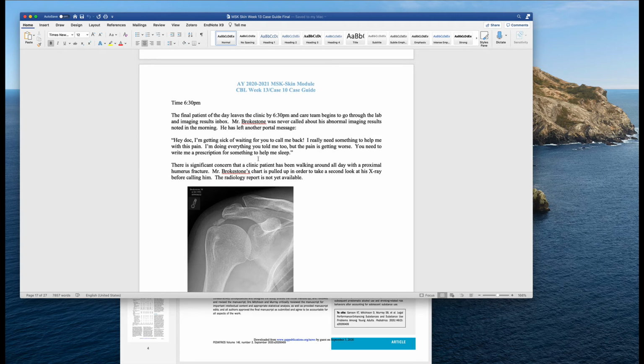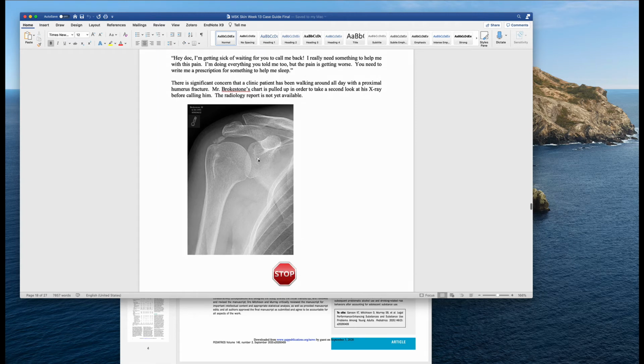So this is the end of the day. And the clinician realizes they never returned the call from Mr. Brookstone. Another portal message has come in by that time, so he's certainly getting worse. The clinician then pulls up his correct x-ray, so now we see here that this is actually the correct x-ray, and now we have a different image and a different shoulder x-ray. So this one looks much more appropriate.